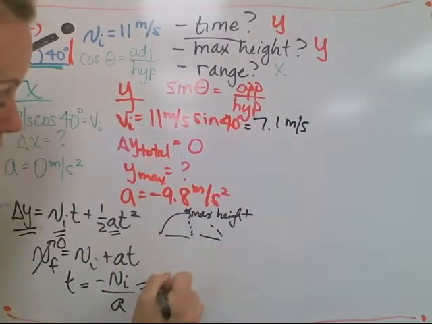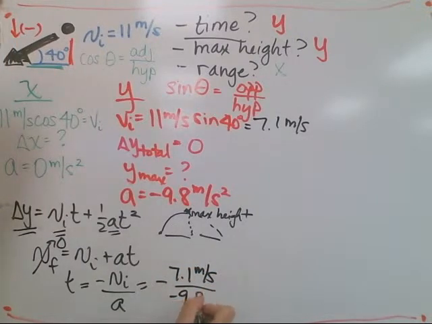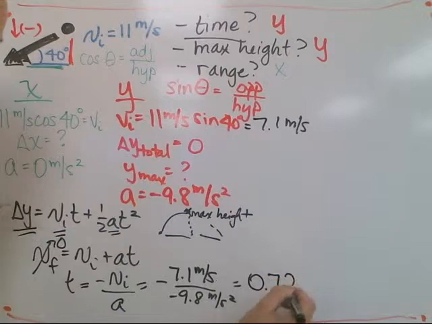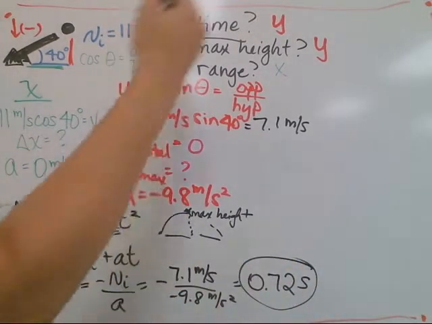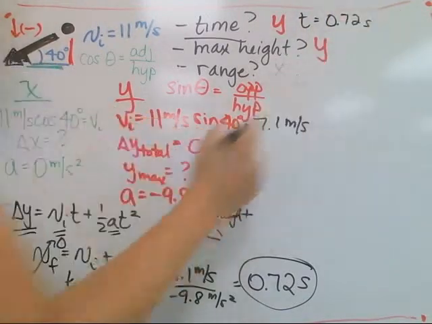Let's plug that in. So we have negative initial velocity, 7.1 meters per second, over the acceleration, negative 9.8 meters per second squared. Okay, see how those negative signs cancel each other? We're going to plug that in to our calculator, and we get a time of 0.72 seconds. Okay, remember to keep those units in there. So now we've answered this question. T equals 0.72 seconds. Are we done?